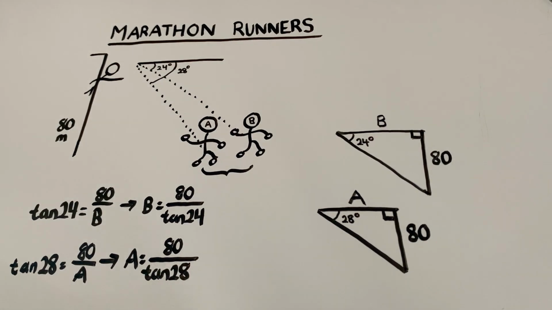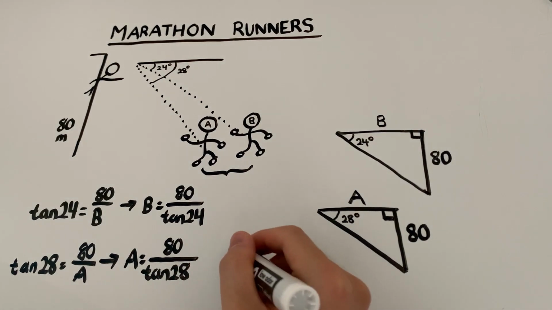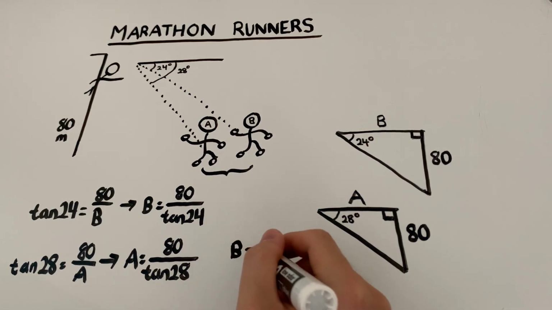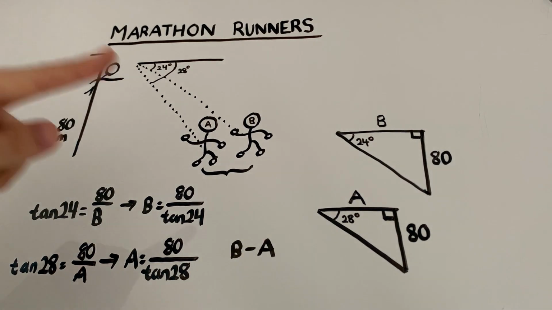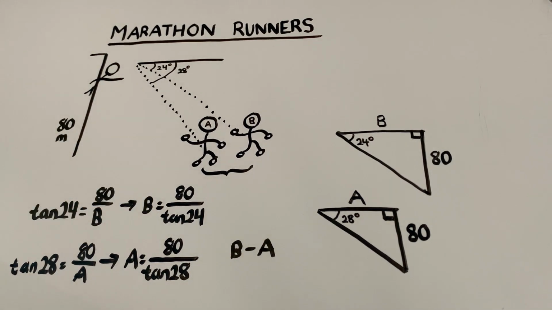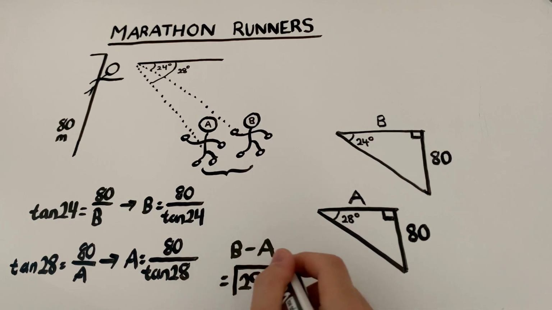And the distance between the two, we've already said, is B take away A. So that's 80 over tan 24 minus 80 over tan 28. Put that in your calculator and you get a distance of 29 meters between the two runners.